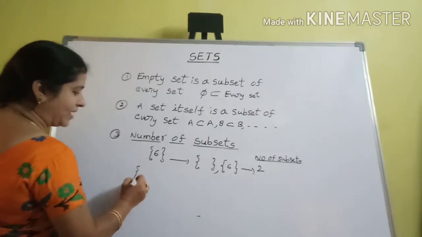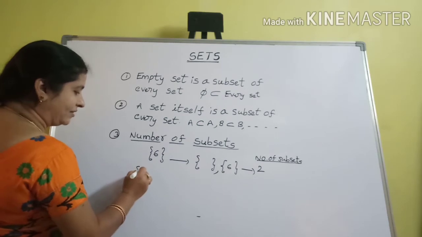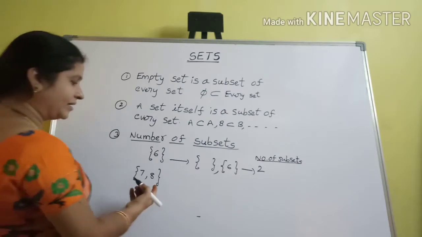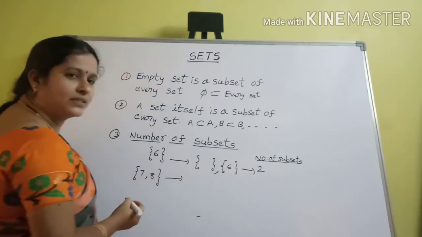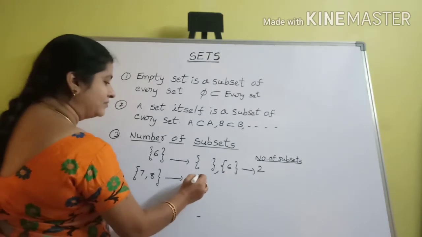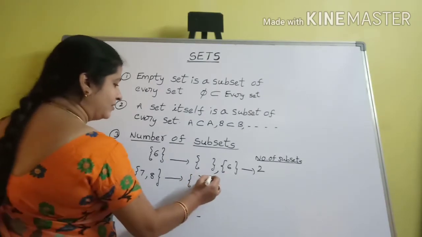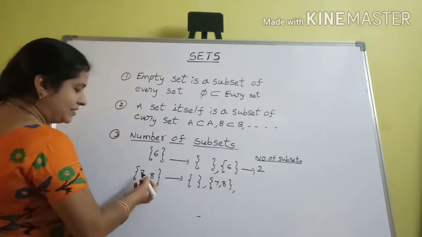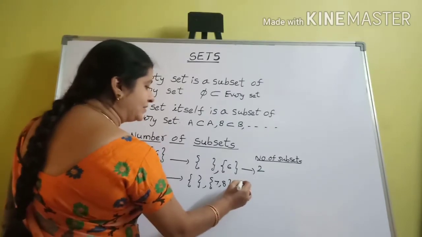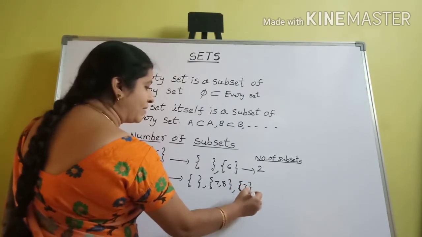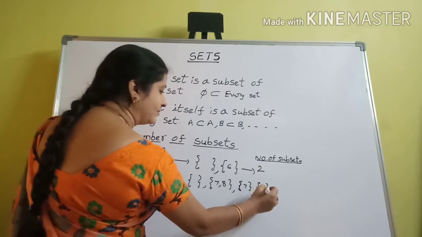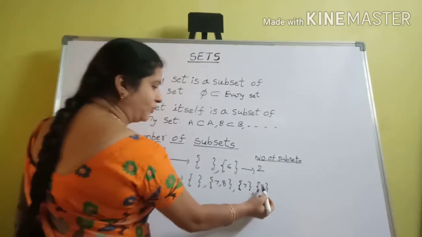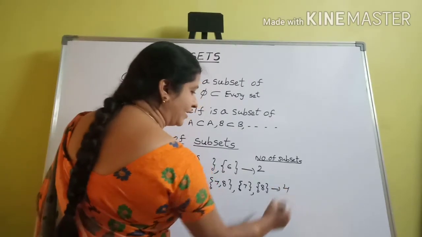Let us take another example. The set is having the elements 7 and 8, set of 7, 8. So what are the subsets of this set? First one null set. Second one the set itself. Third one singleton sets. Singleton sets means set of 7, set of 8. So how many subsets are there? 1, 2, 3, 4. We got 4 subsets here.